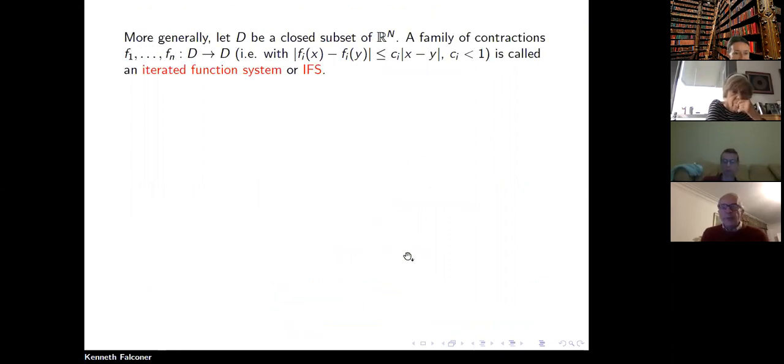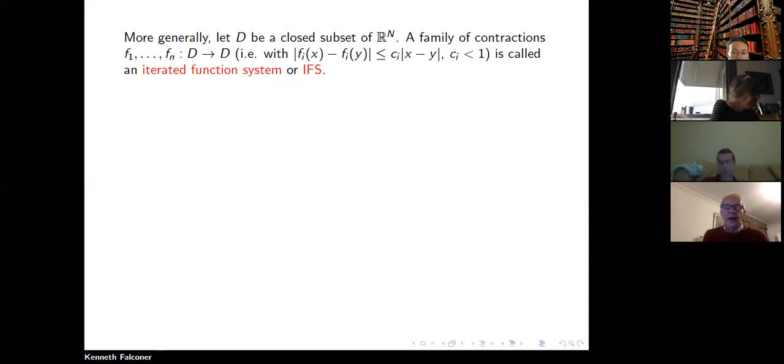And this is a special case of something more general, namely if I take some closed domain in n-dimensional Euclidean space and a family of contractions f_1 up to f_n, mapping that domain into itself. So they're contractions. That means that the distance between the images of 2 points under any of the mappings is no more than a constant less than 1 times the distance between the original 2 points. A family of contractions of that type is known as an iterated function system, which is abbreviated to IFS.